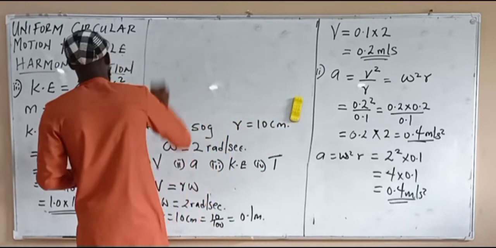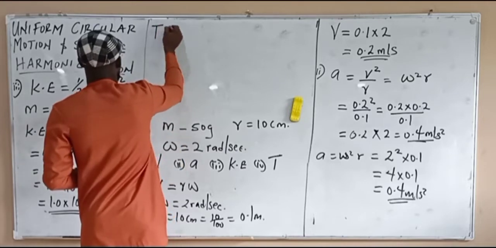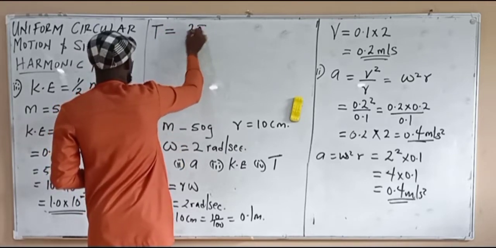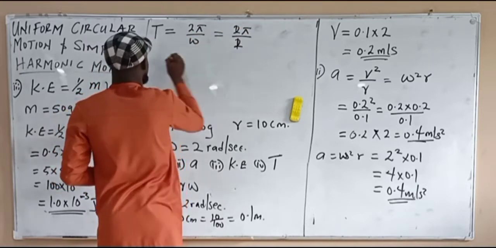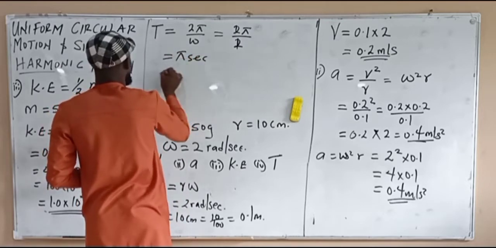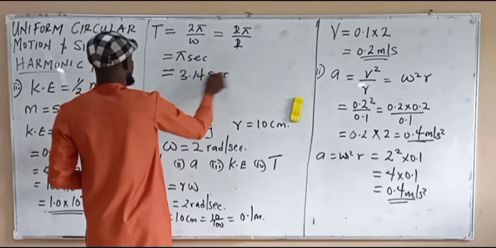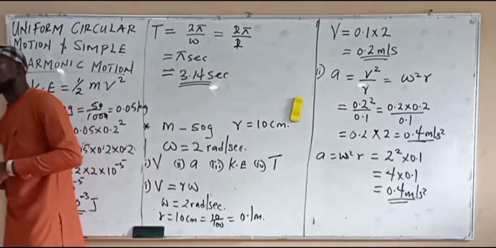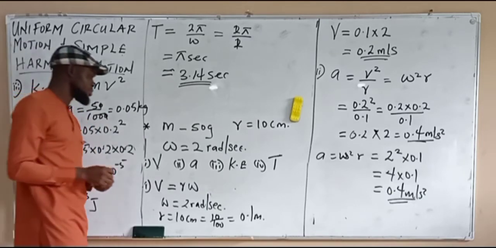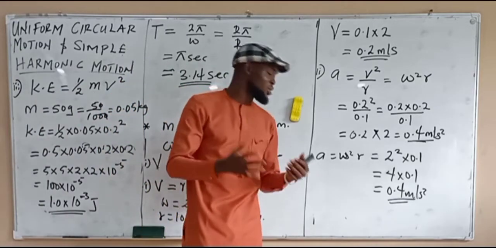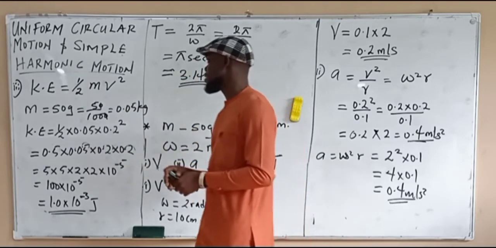Then the time, the period T. What will be the period T? The period is equal to 2 pi over W. That is 2 pi over 2. Some cancel this. We get pi seconds, where pi is approximately equal to 3.14 seconds. So this will be the period of motion T. So please study this question very well, and if you have any question, you are free to go back and watch it over and over again.